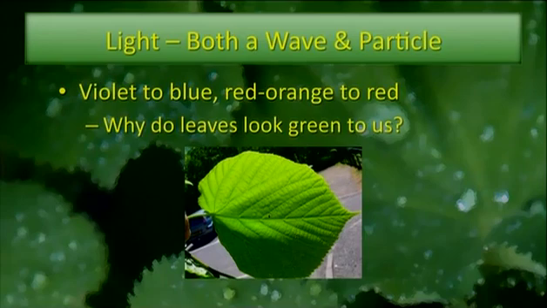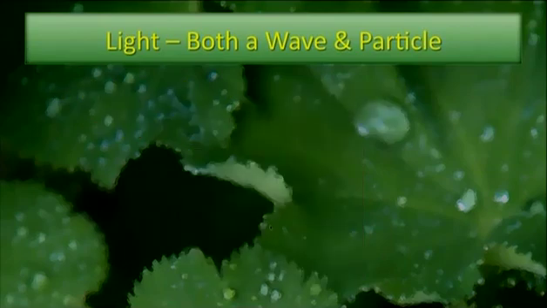Blue and violet are being absorbed. Orange and red are being absorbed. And what's being reflected and hits our eye looks green to us. Okay? It's because green light is transmitted and reflected.